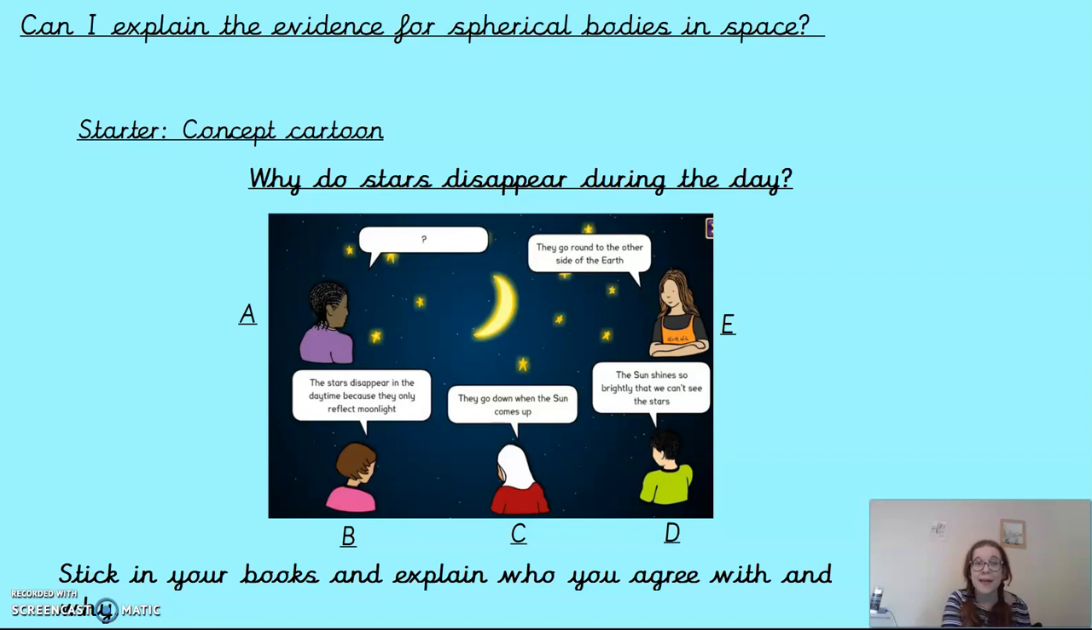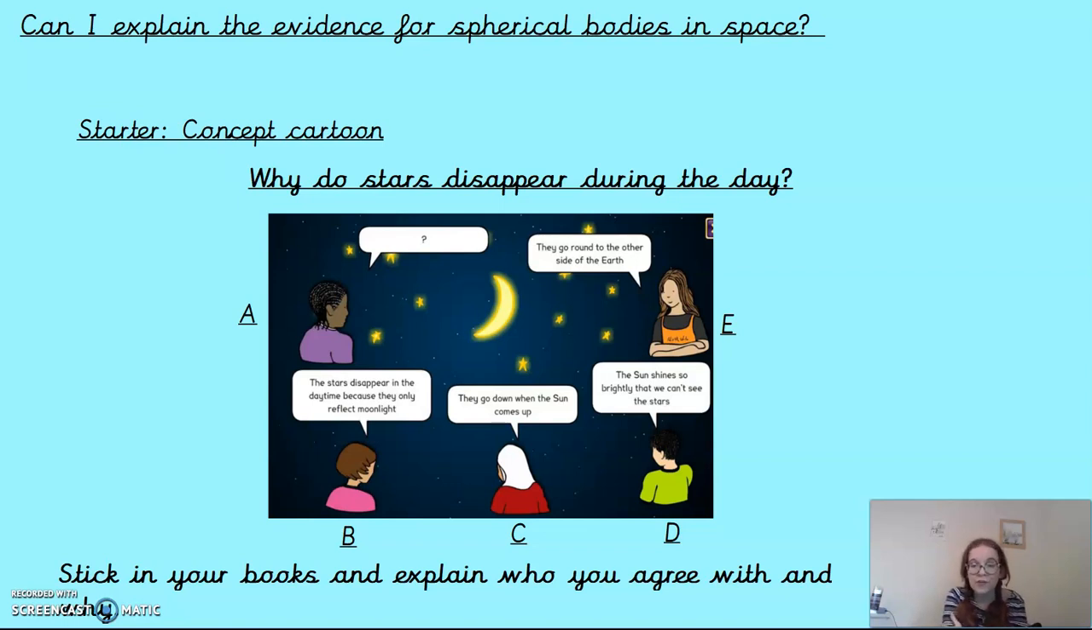Today we are looking at explaining the evidence for spherical bodies in space. And you might be going, spherical? What does that mean? Well, it means a sphere shape, something that is circular. Like a ball, a football is a sphere, and like the Earth is a sphere shape because it's a circular 3D shape. So that is what we are looking at today. We are looking at evidence for spherical bodies in space. So evidence that the Earth, the Sun, the Moon, other planets are all spherical.